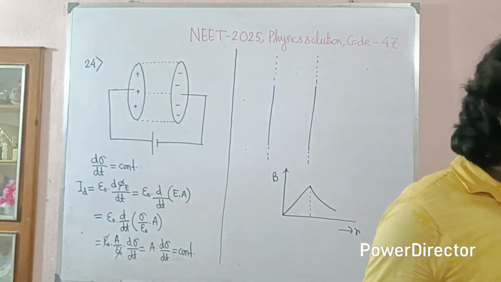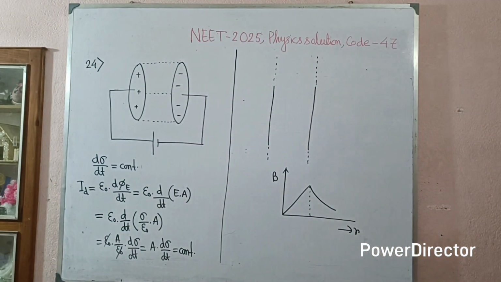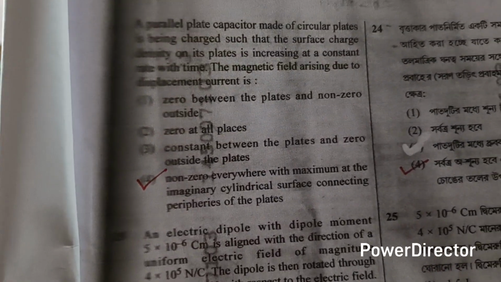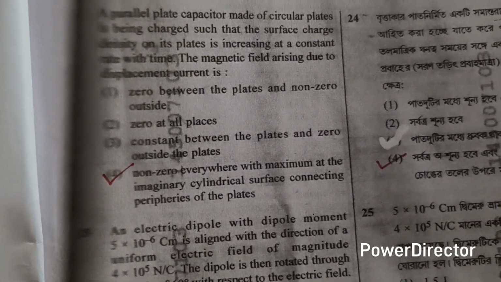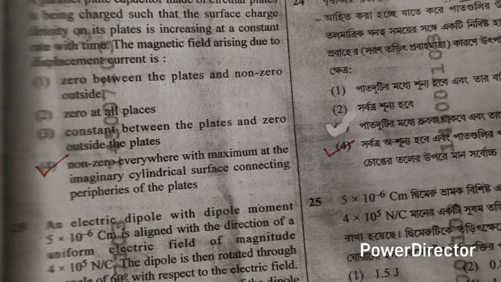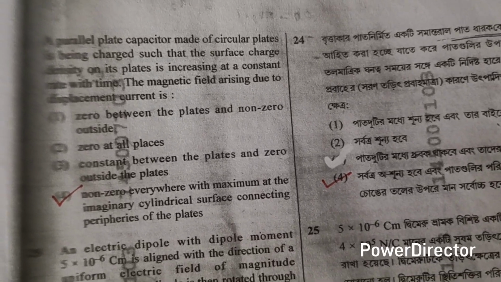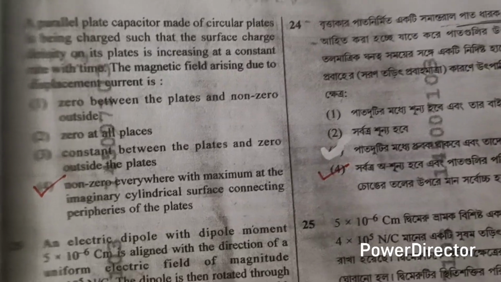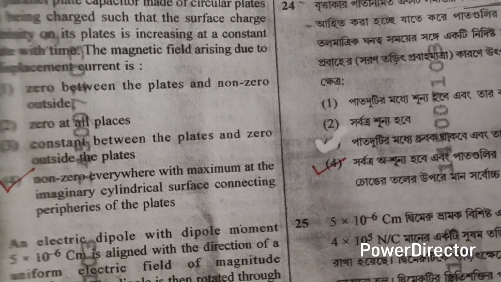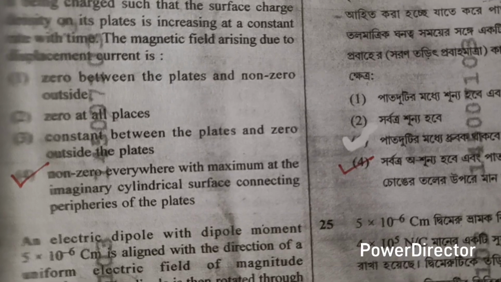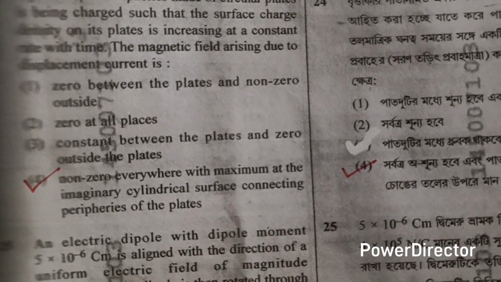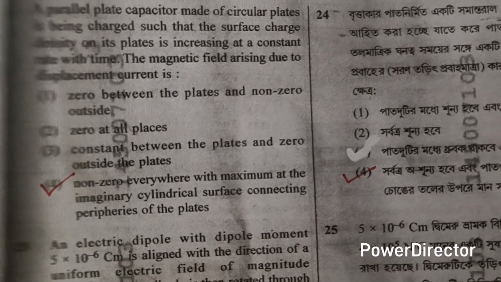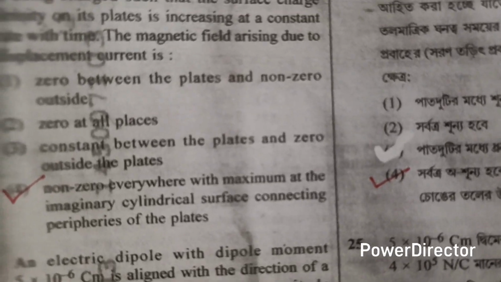Okay, now what is the correct answer? Correct answer is number 4. The magnetic field arising due to displacement current is non-zero everywhere with maximum at the imaginary cylindrical surface connecting peripheries of the plates.